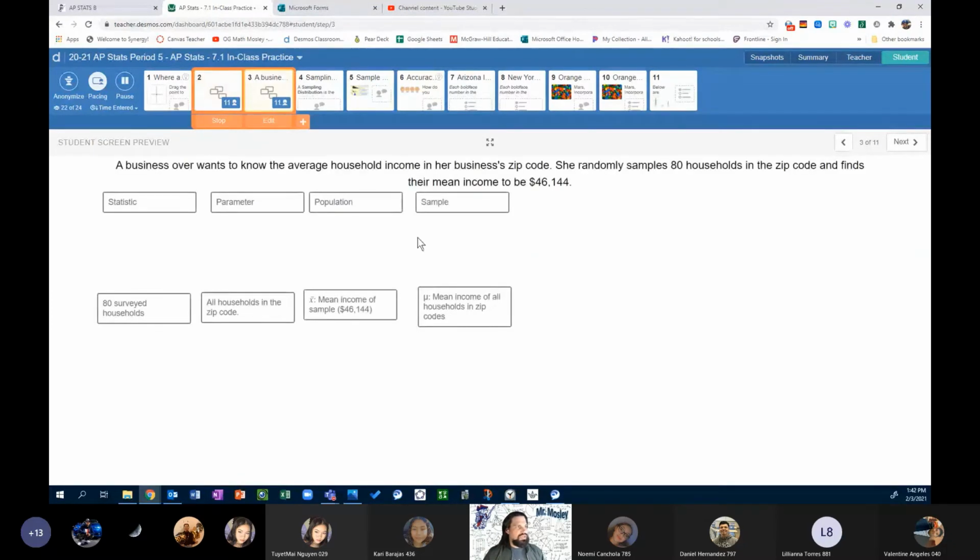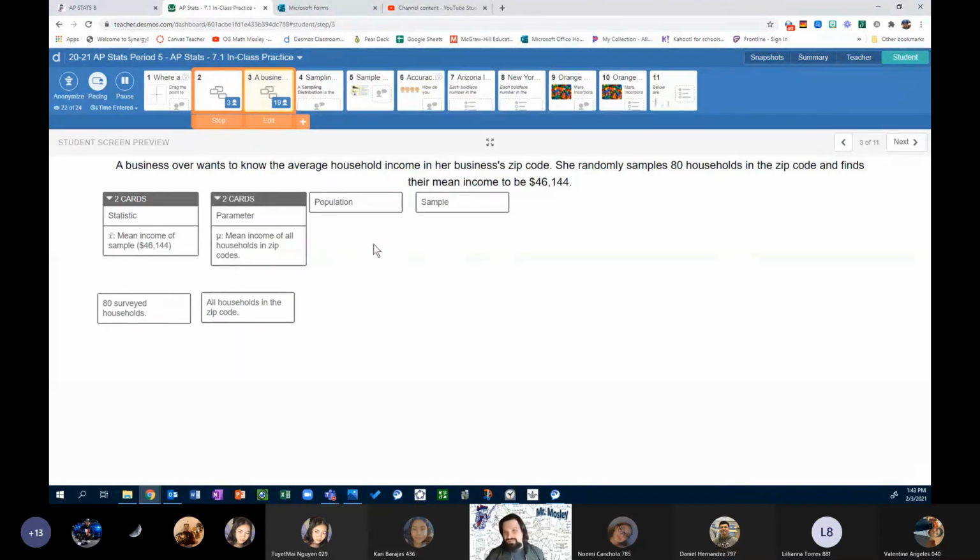Then we shall move to the next set of things to pair up. And we have our business owner, who wants to know the income of the houses in her area. So she samples 80 houses and gets a mean income of $46,144. Right. So the statistic is X bar, the mean income of the sample. The statistic is based on the sample. In this case, it's the mean. It could be another type of value. For this example, they're interested in the mean. The parameter will be mu, the mean income of all households in the zip code.